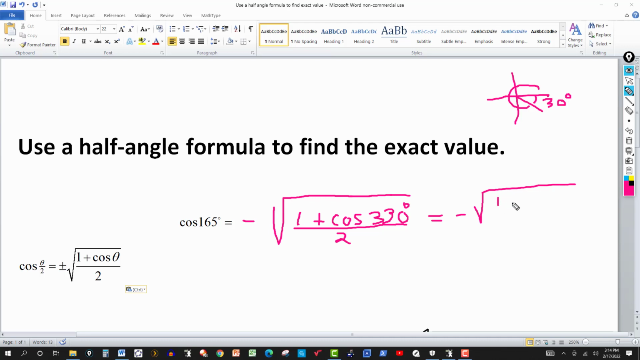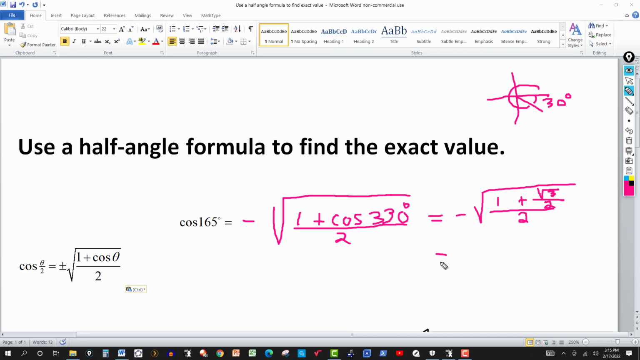So this then is going to be 1 plus the cosine of 330, which, as we looked at a while ago, is simply going to be the cosine of the reference angle, which is 30 degrees. And of course, since it's in quadrant 4, we know the x value is going to be positive there. So this should be positive. As we saw earlier from the triangle, this is just going to be the square root of 3 over 2.